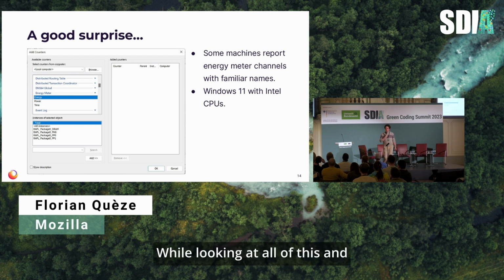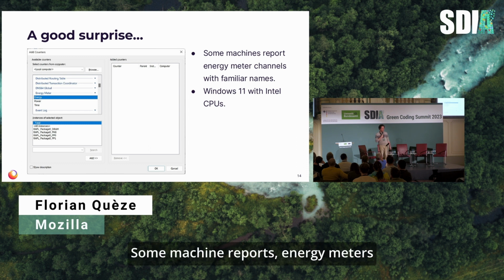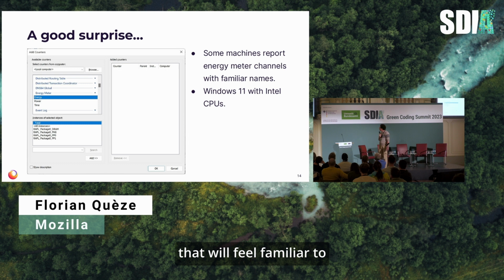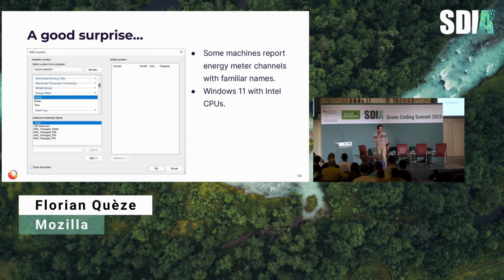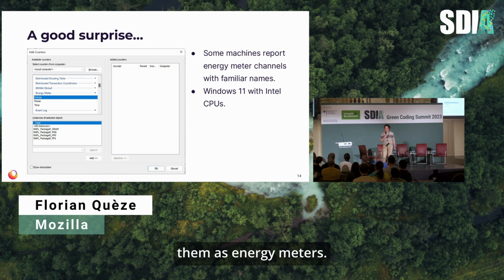While looking at all of this and searching for machines with those power meters, I had a good surprise. Some machines report energy meters there that have names that will feel familiar to some of you who are looking at server power use. Those RAPL underscore something, they are things coming from the CPU. And after some investigation, it turns out that Windows 11 has CPU drivers that expose them as energy meters.